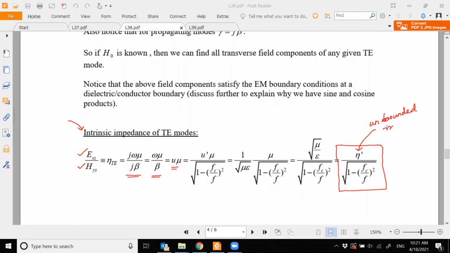Unbounded medium. So our main objective in this derivation is we are trying to get our intrinsic impedance in terms of the intrinsic impedance of the unbounded medium and the operating frequency and the cutoff frequency. So this is the intrinsic impedance of the TE mode.